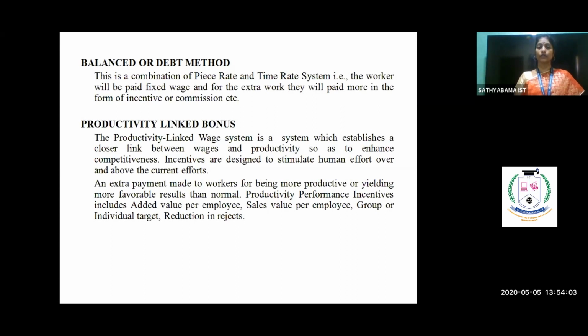So, group or individual targets, or reduction in rejects. This results in a reduction in rejects also. That means the customers will sometimes be rejecting the product, so that will be reduced. There will be a smaller number of rejects. So that is about the productivity linked bonus.